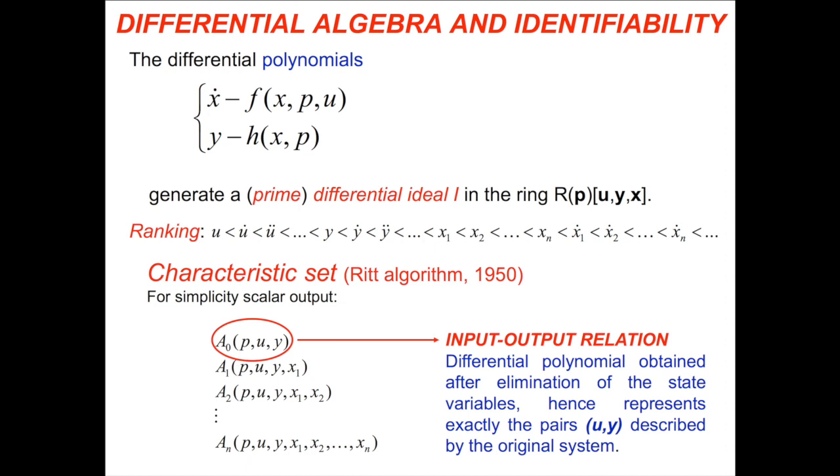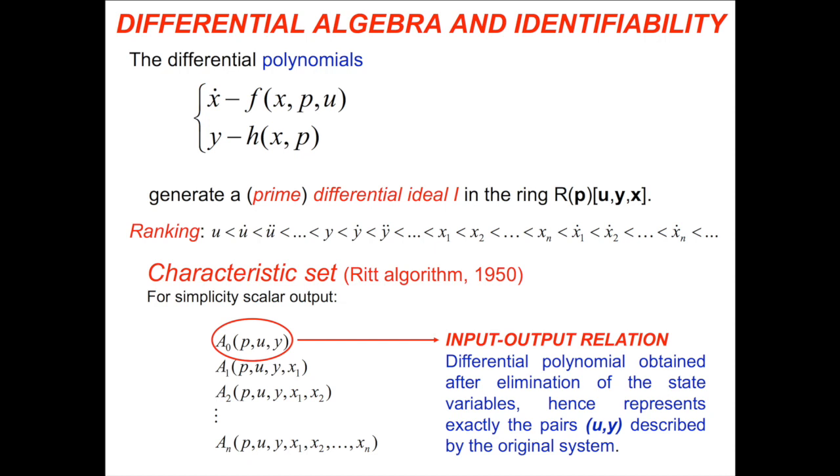So now we have to choose, I want to outline that I choose to work in this differential ring where u, y, and x are the variables and the field of coefficients are rational functions of p. And this choice makes the method more efficient than to consider, for example, as other research groups do, the p as variables.